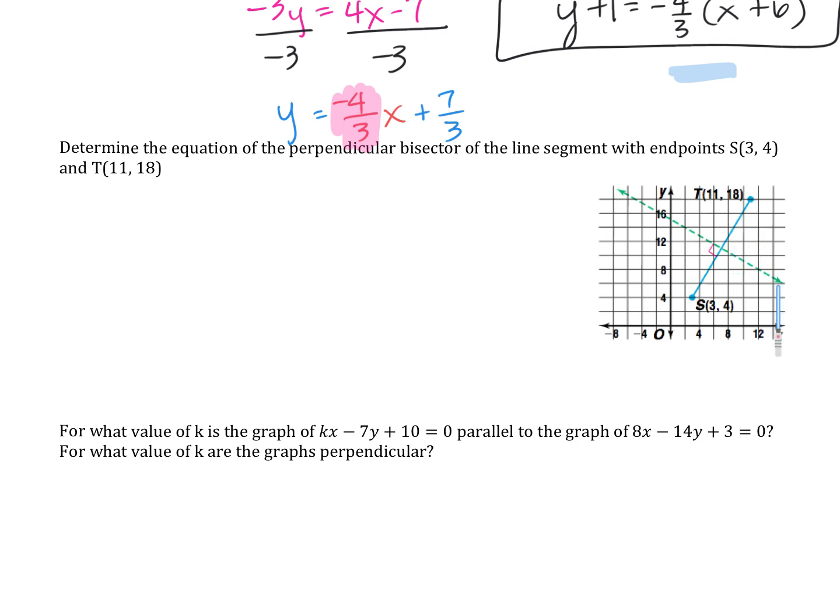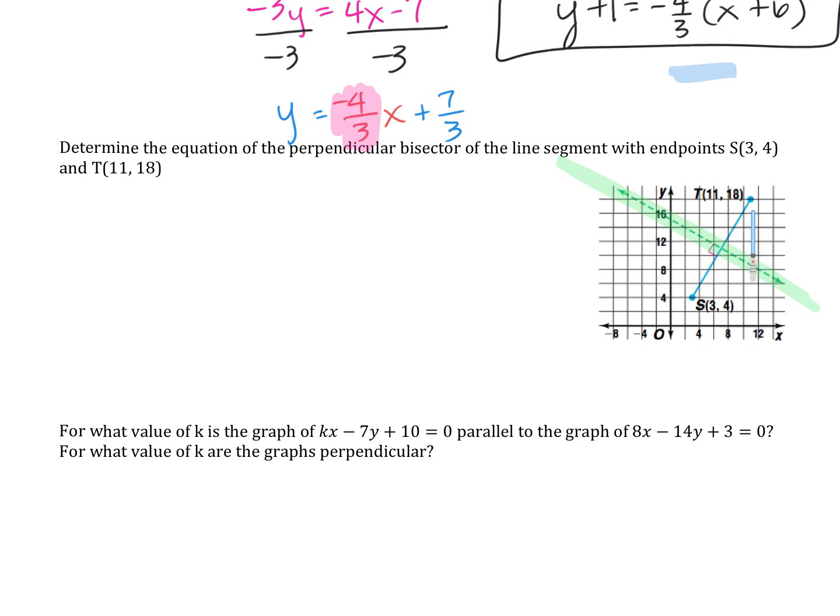It slices through and makes a 90-degree angle. 90-degree angle, and it's happening right in the middle. Right in the middle. So for us to write the equation of this green line, wouldn't we need to find a point on that green line and the slope of that green line?